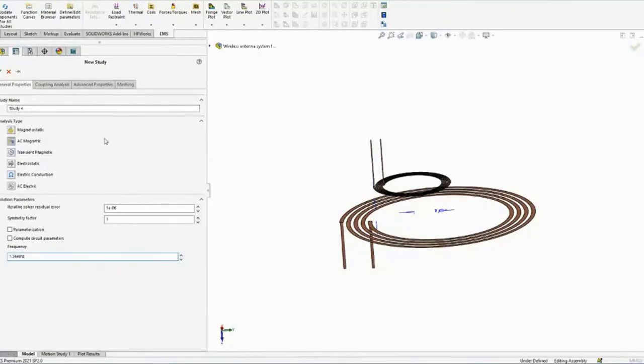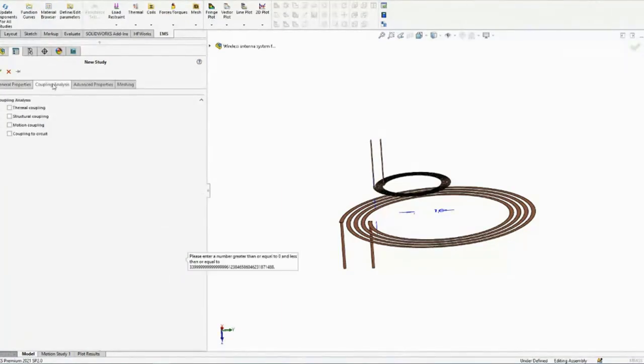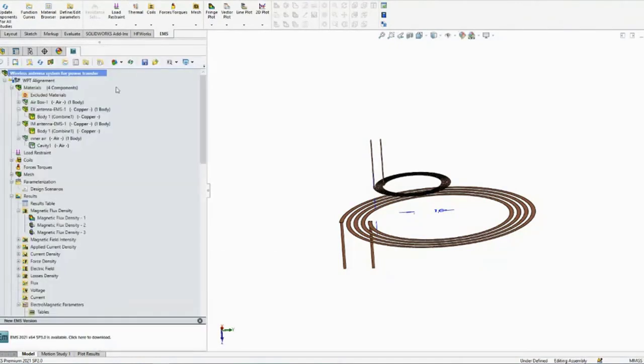And you can parameterize distances or even frequency. And you can compute circuit parameters. This is the most important thing: you make sure that you click on this, and if you wish, you can also couple to thermal, structural, circuit, and so on and so forth. We have many videos on our YouTube channel that give you detail on how to create a study and how to create material.